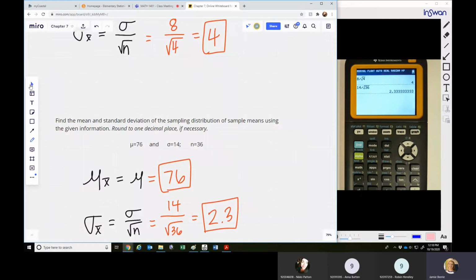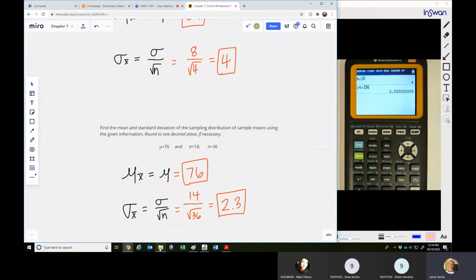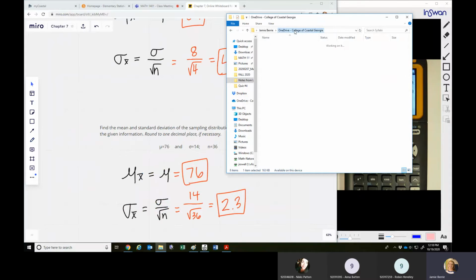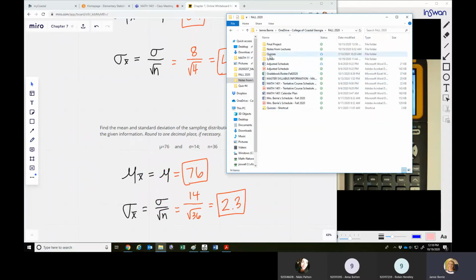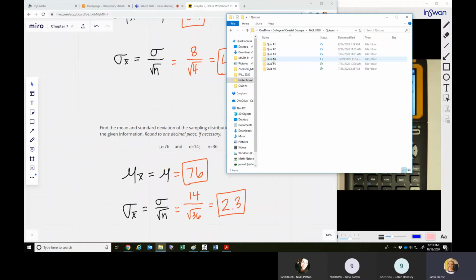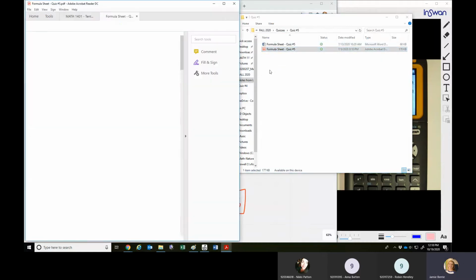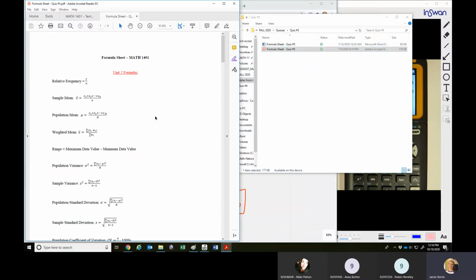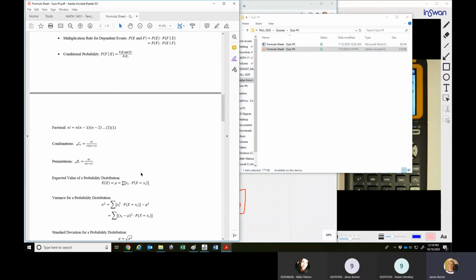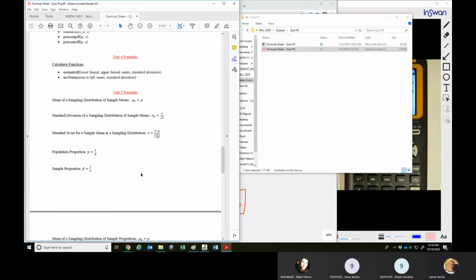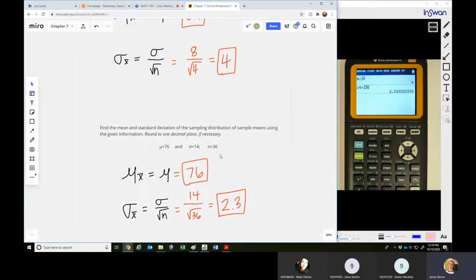Just making sure you know these formulas, and these formulas are on the formula sheet. Let me pull up the formula sheet. I haven't put up a practice quiz for this section yet. I haven't written it yet, so that will be coming in the next couple of days. All right, so here they are. You can see I've got the mean of the sampling distribution of sample means and the standard deviation of the sampling distribution of sample means. They're the first two formulas here, so you don't have to have those memorized. But they're pretty easy, so you may just end up having them memorized.